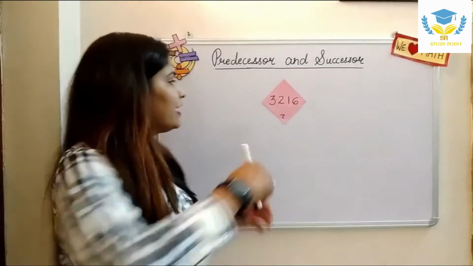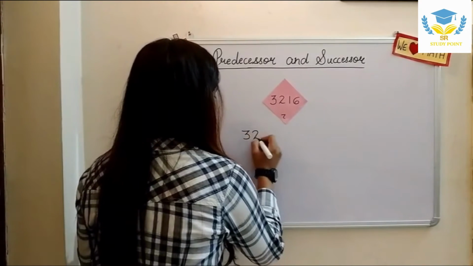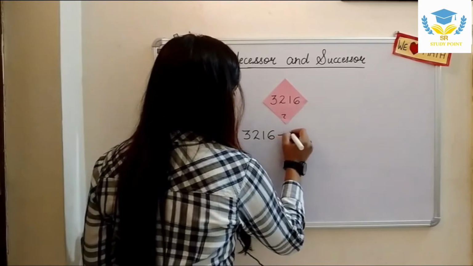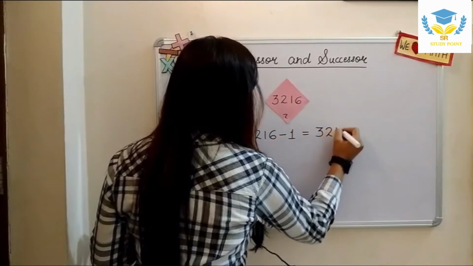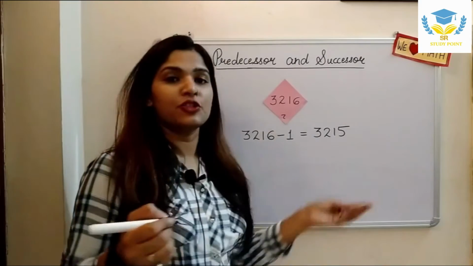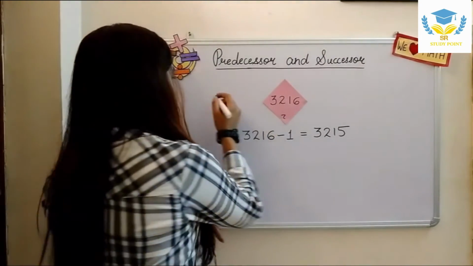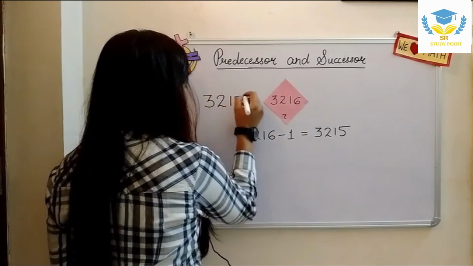Yes, we can write it by subtracting 1 from this number. That is 3,216 minus 1 will be 3,215. So this is the number just before the given number. This is the predecessor of a number.